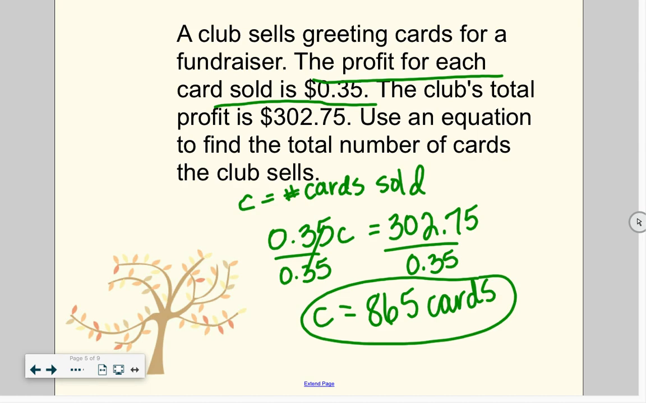Circle 13, 14, 17, 18, 21, and 23. Just doing the multiplication questions. See you tomorrow.